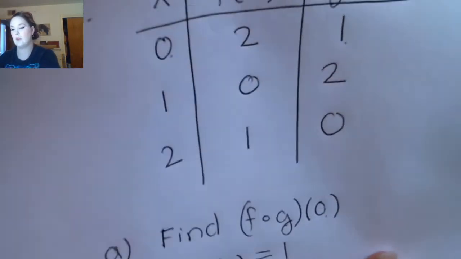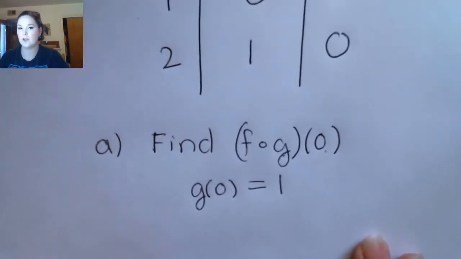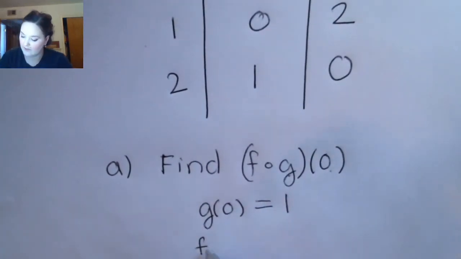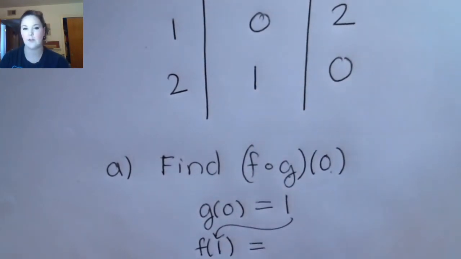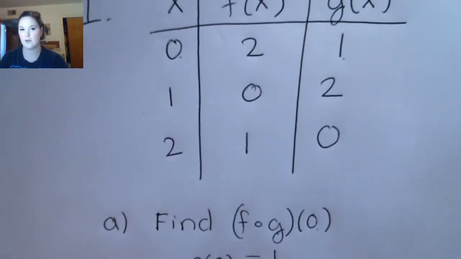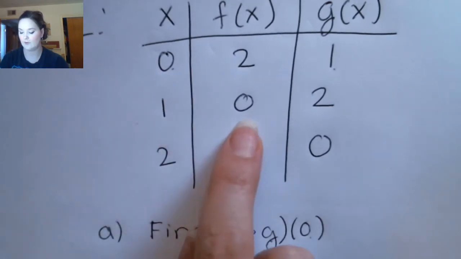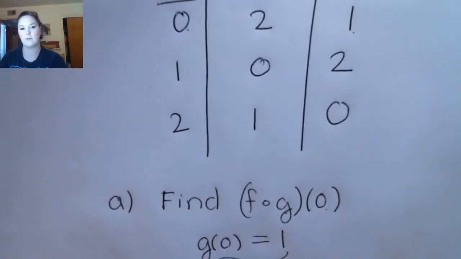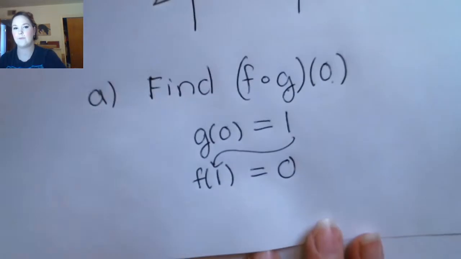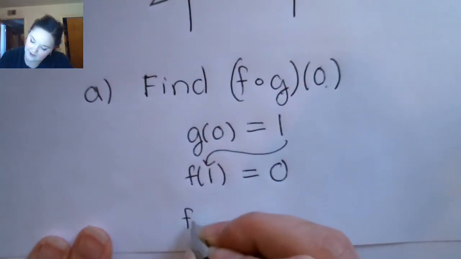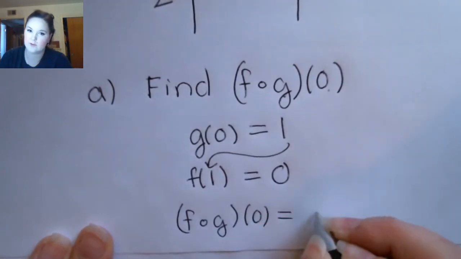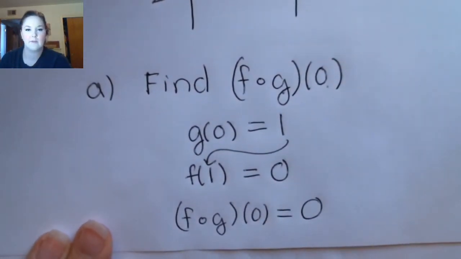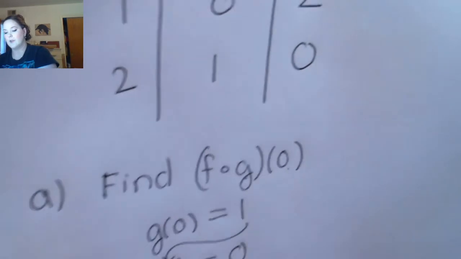And then you're plugging your solution into f. So if x is 1, f of x is 0. That would give us our final answer, f composed with g of 0 equals 0. Let's do part B.